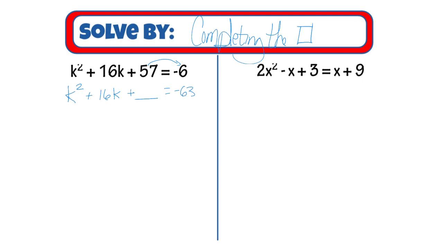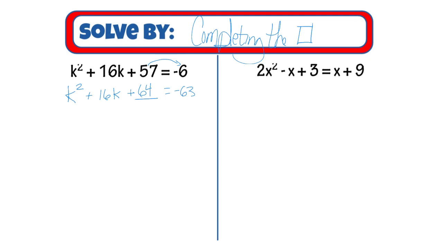Now, what I'm going to do is pick a customized perfect number to put in right here so that this will become a perfect square trinomial. To find that number, what you always do is you take this coefficient here and you take half of it, so that'd be 8, and then you square it, so that'd be 64. Half of it squared, then you put it right there. So that would be 64 I'm going to put right here.